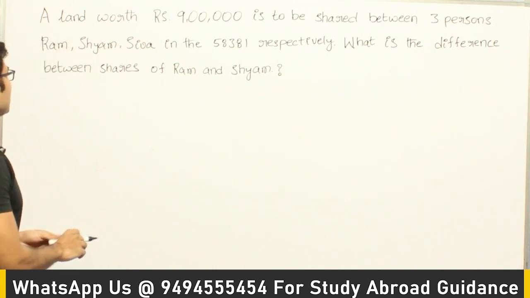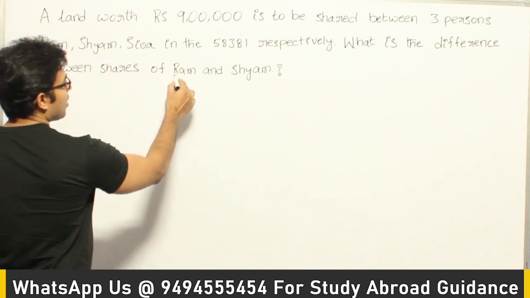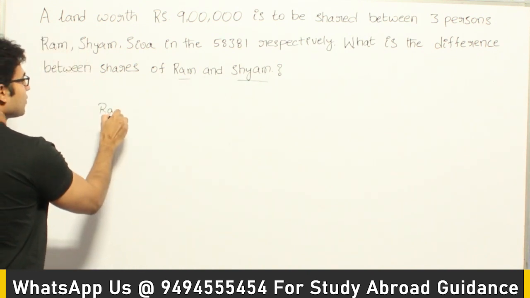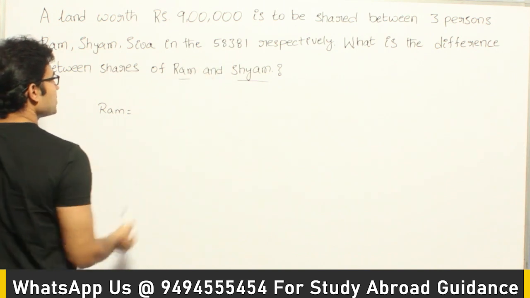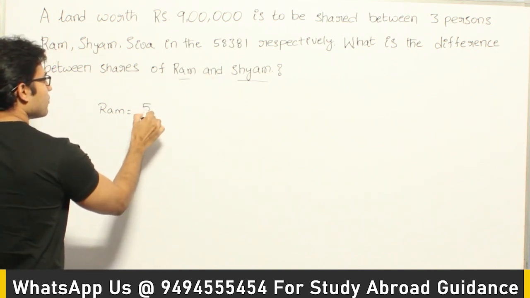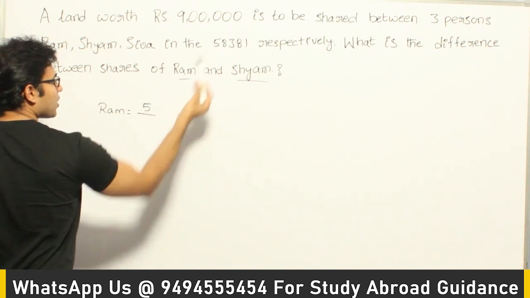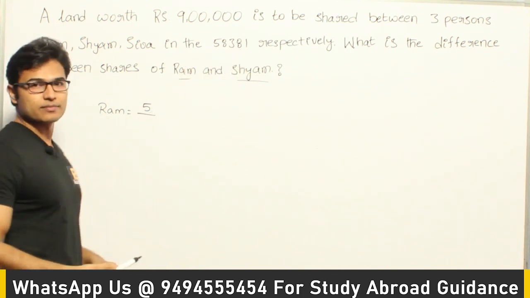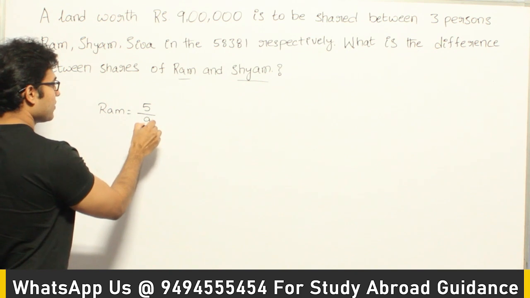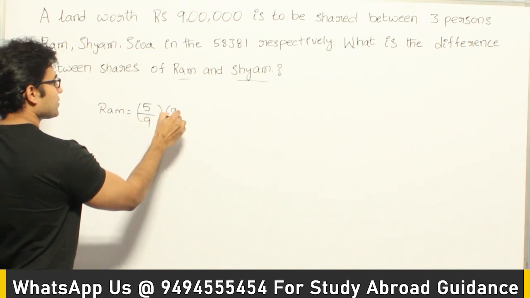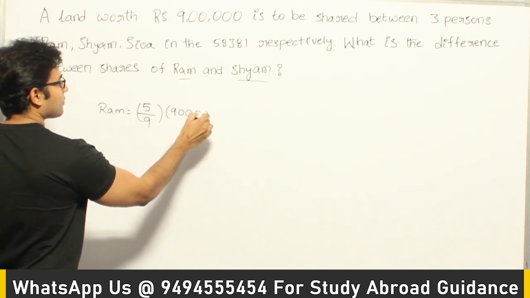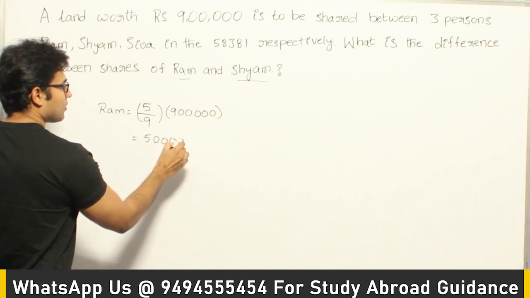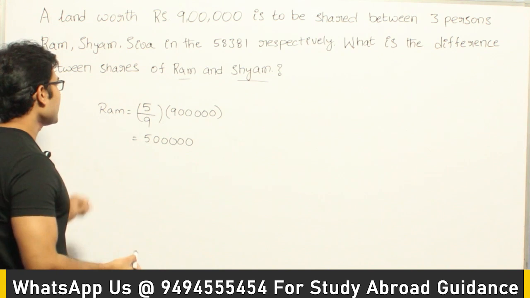Now one way is, we know that they are asking about Ram and Shyam. So what we could do is find out Ram's part. It is given that 5:3:1 is given. So Ram will get 5 by, see, this part is belonging to Ram, right? And out of how much? 5 by 5 plus 3 plus 1, which is nothing but 9. 5 by 9 into 9 lakhs. So how much is this? 5 lakhs. So Ram is going to get 5 lakh rupees.